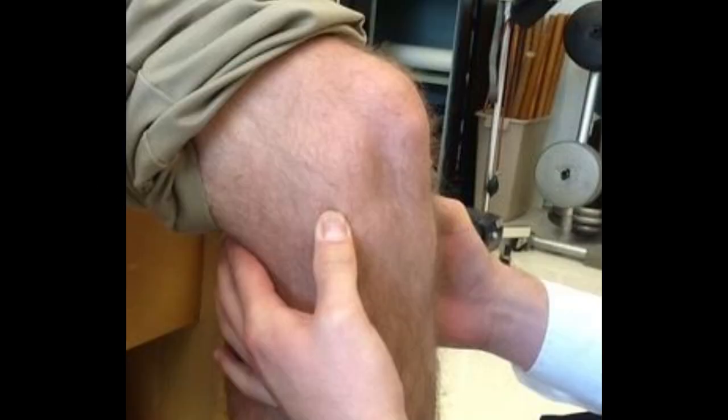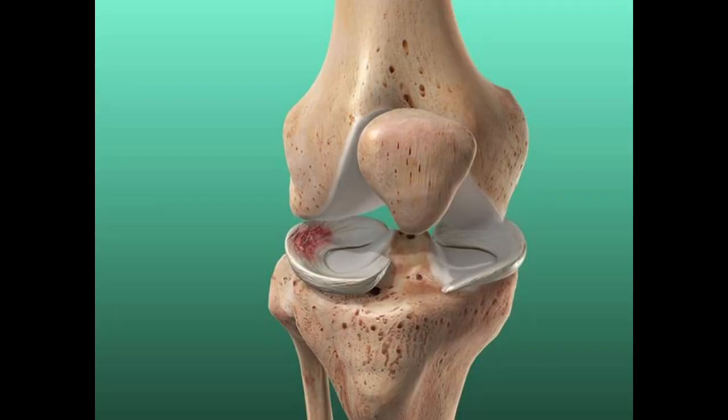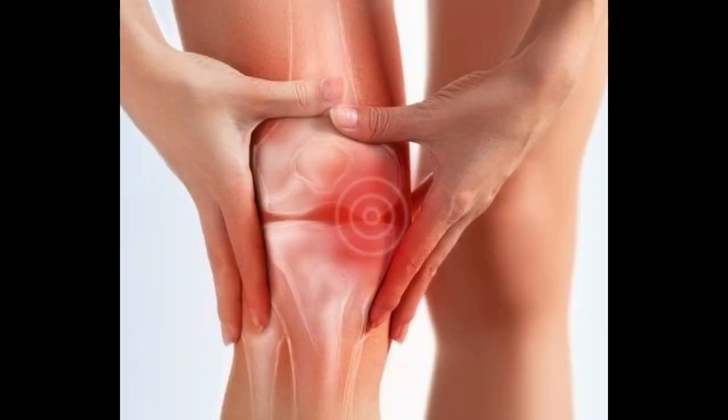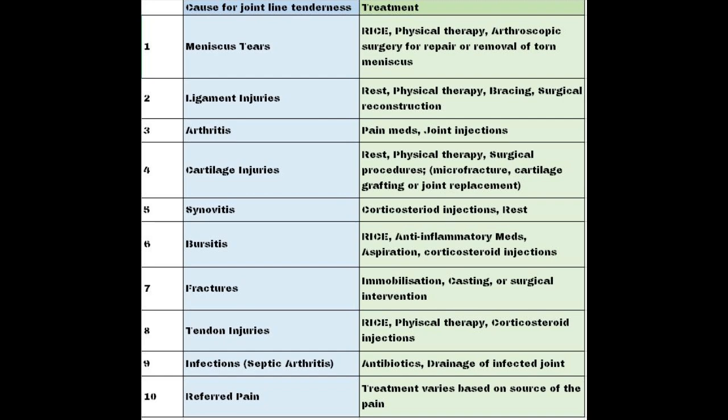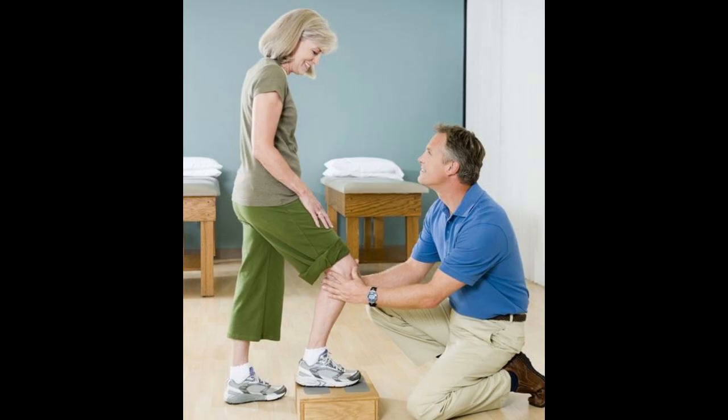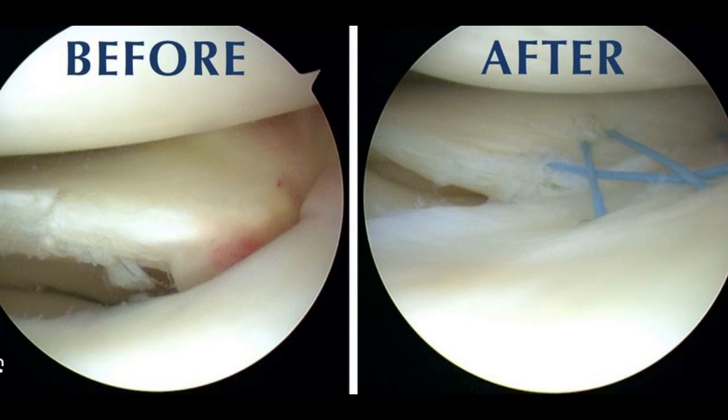Testing for joint line tenderness is often associated with meniscus injuries. The test helps identify pain and tenderness along the joint line of the knee. To perform the test, the examiner palpates the joint line of the knee, looking for localized tenderness or pain. Treatment depends on the underlying cause, but rest, physical therapy, and sometimes surgical intervention may be recommended for meniscal injuries.